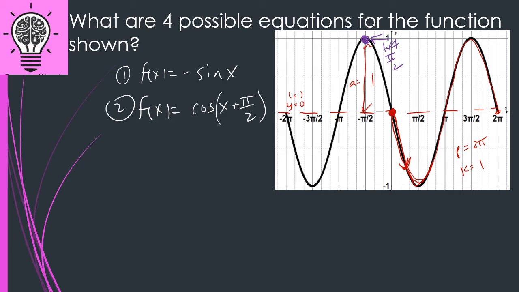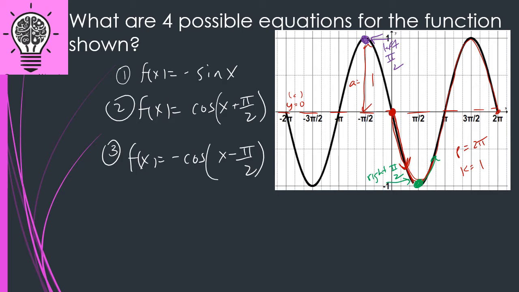Let's do another one, right? We need 4. If I go here, it's like cos, but it's starting at a minimum, and it goes up, so I know it's negative. And I've shifted right pi over 2. So another possible function, f of x equals negative cos, and then since I shifted right pi over 2 would be x minus pi over 2.